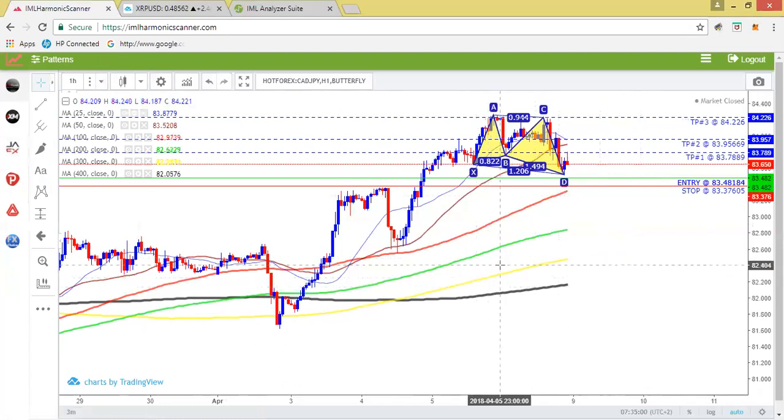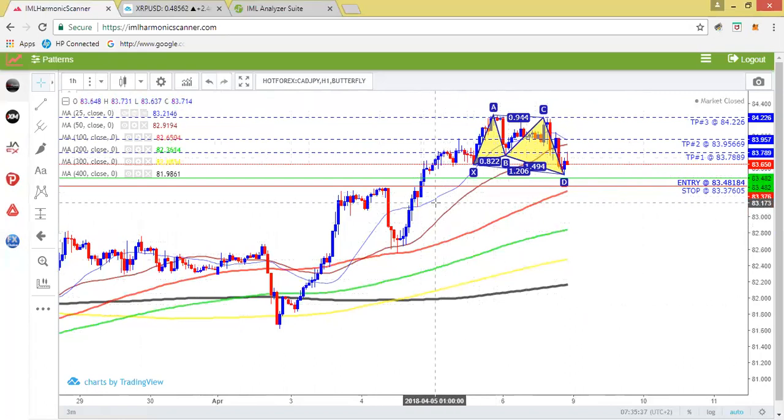Let me firstly go through how to confirm the bearish and the bullish zone, which is the buying and sell zone. So whenever you see this black line, this is the 400 moving average. This yellow one is 300 moving average. This green line is 200 moving average, and this red is 100 moving average. This brown line is 50 moving average, while this blue tiny one is 25 moving average.